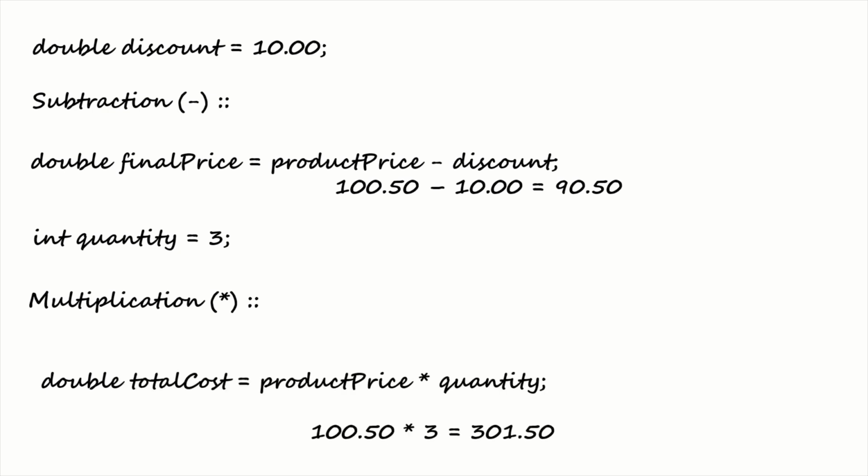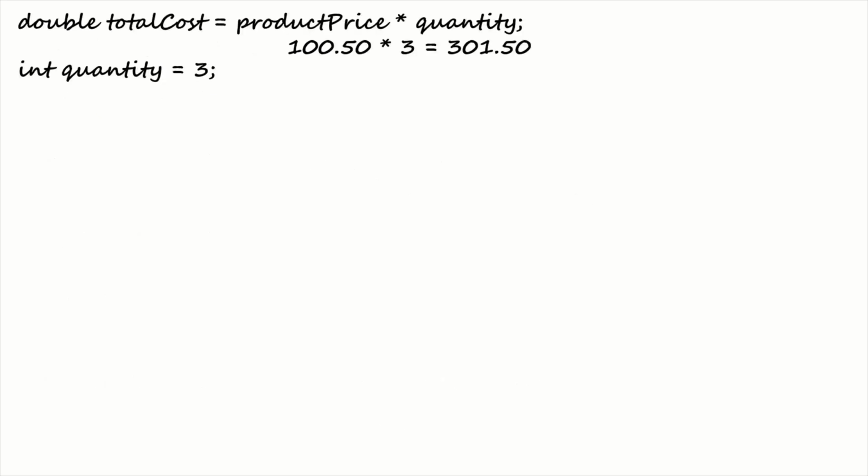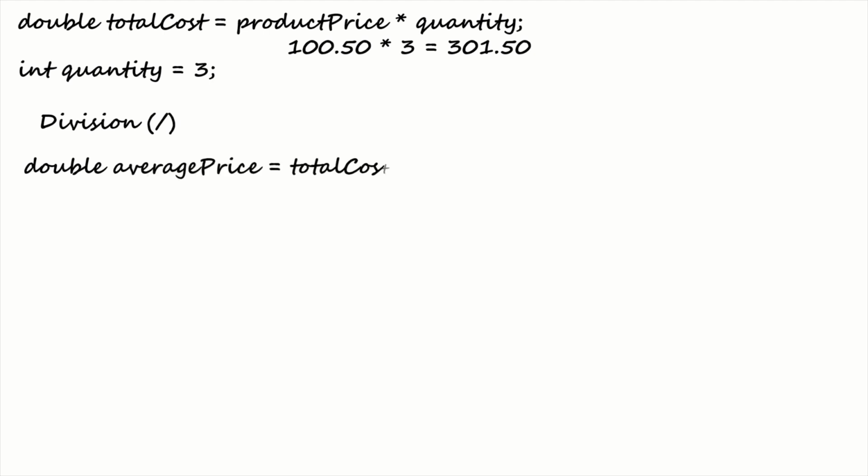And I want to find out the average of the product. Think that I have a total cost in my hand and I have a quantity in my hand. What if we want to find out the average? Average means the division operation. So we can go with total cost divided by quantity.